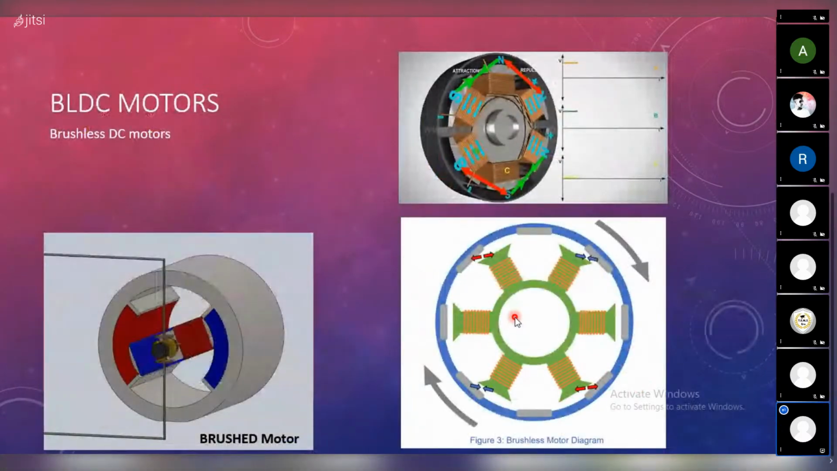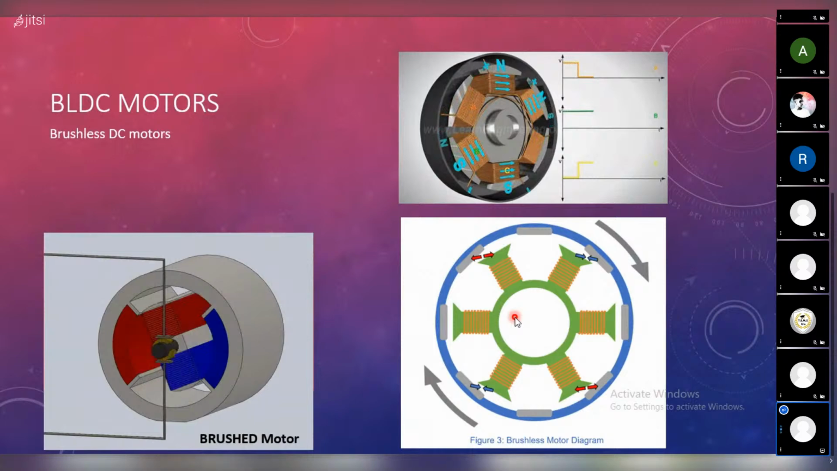Now coming to the BLDC motors, that is the brushless DC motors. I believe we have all seen in our class 11 and plus 2 courses the principle of how motors work. If you remember, in that working principle there was a commutator and a brush. If you recall correctly, there is a contact part that needs to keep contact and change the polarity of the motor. Only then will the motor keep rotating.